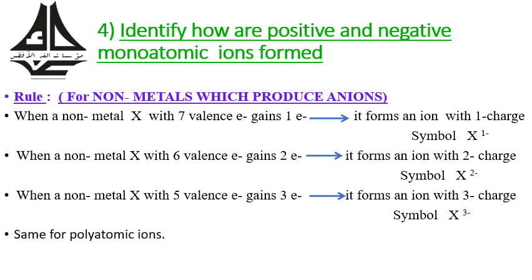When a whole grouping gains 1 electron, then this whole grouping will produce a polyatomic anion with 1- charge. When the whole grouping gains 2 electrons, it will form a polyatomic anion with 2- charge. And when the whole grouping of non-metal gains 3 electrons, then it's going to form a polyatomic anion with 3- charge.